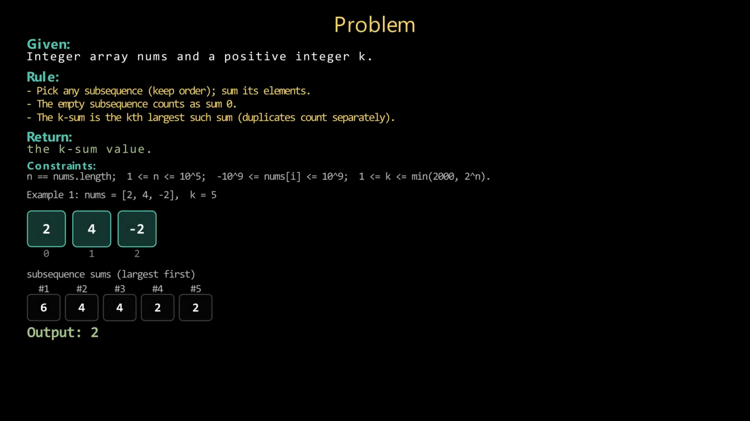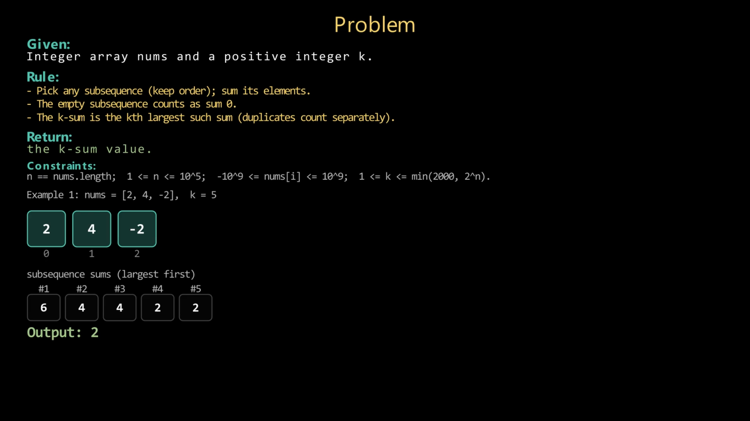Given an integer array and a positive integer k, pick any subsequence and sum its elements. The empty subsequence counts as 0. The k-sum is the kth largest such sum, counting duplicates separately. Return that k-sum value. Example 1, nums 2 4 negative 2, k equals 5.